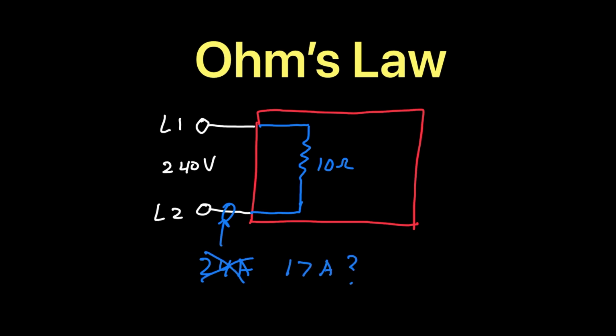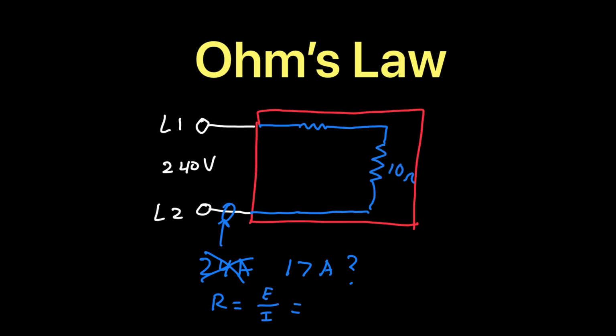This means that the total resistance of the heat circuit, instead of being 10 ohms, is actually, using Ohm's law again, R equals E divided by I, or 240 volts divided by 17 amps, or 14 ohms. This means that you have some unwanted resistance somewhere in that circuit that is reducing the circuit current and robbing the element of some of its needed voltage.